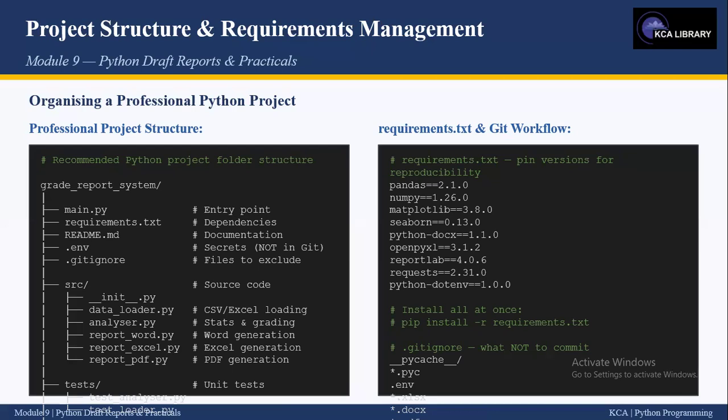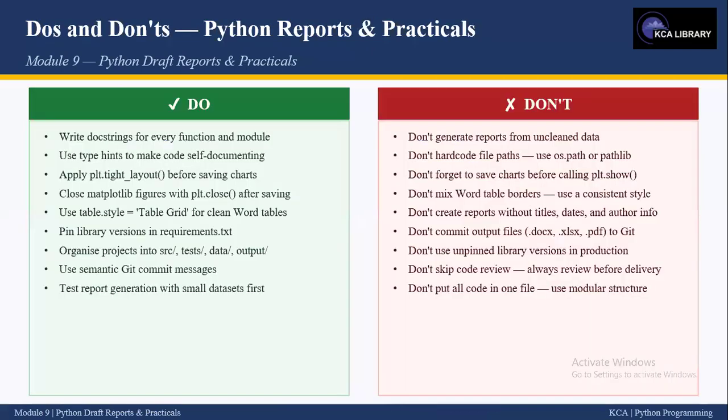-r requirements.txt. The .gitignore file prevents generated output files, compiled bytecode, and secret .env files from being committed to version control. Git commits should follow semantic commit message convention. feat for new features, fix for bugs, docs for documentation-only changes, refactor for code restructuring, and test for adding or updating tests.